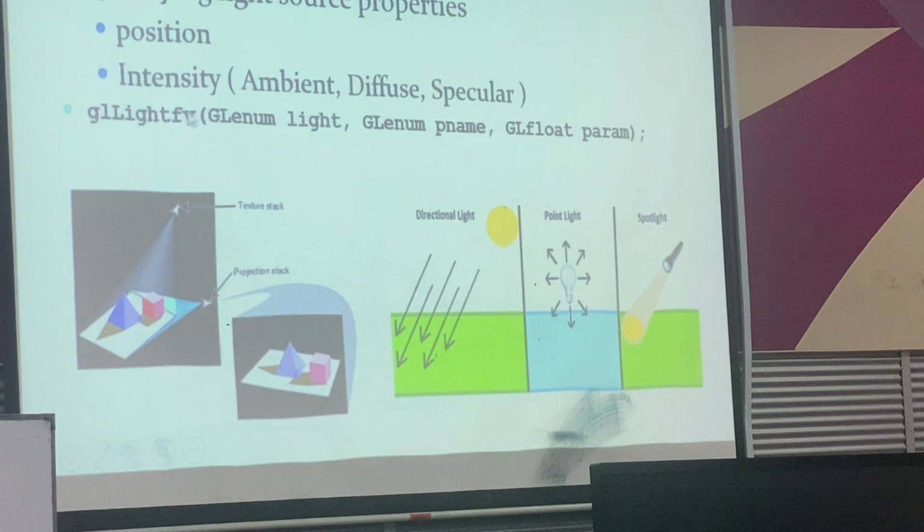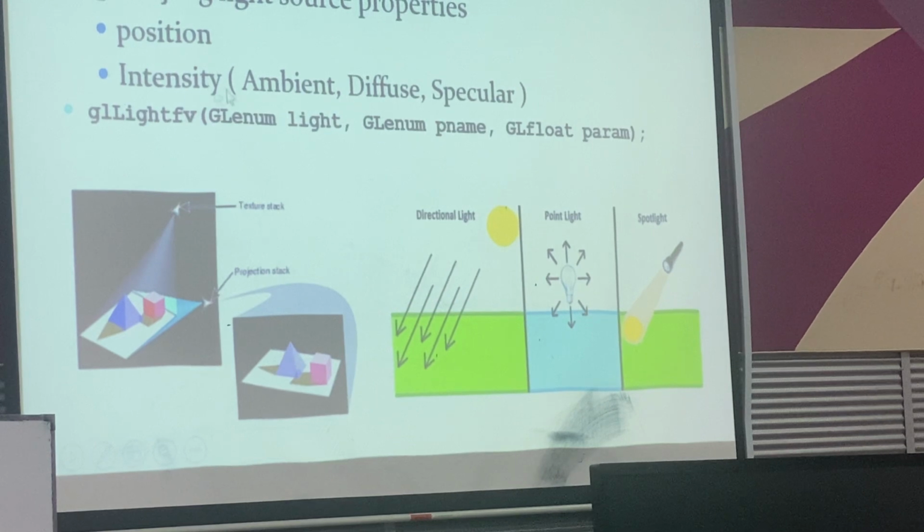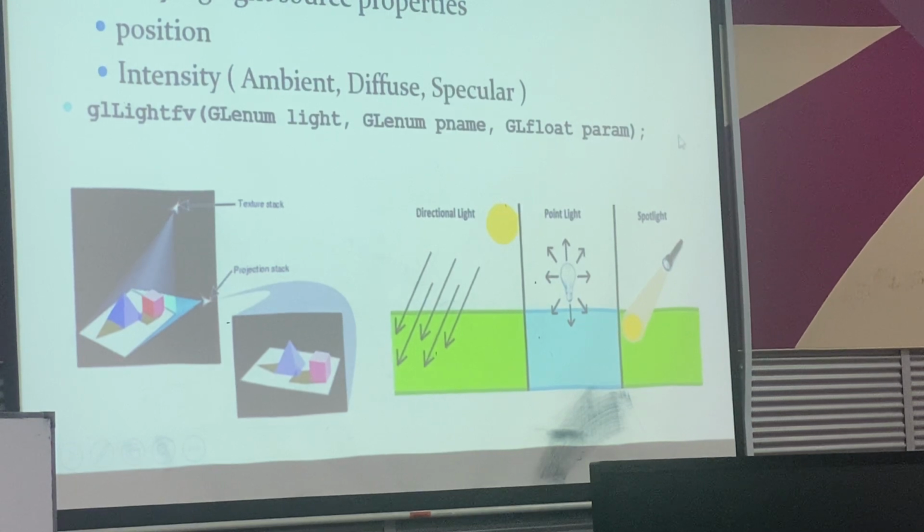Okay, the vector here, if it's position, it will represent your XYZ. If the vector here, you are setting the intensity, then it will represent your RGB, red, green, blue. Then you pass in your light source. The types here, the parameter name will be ambient, diffuse or specular. Then this is the value. This command we will go through again. We do it in Article 6 later.